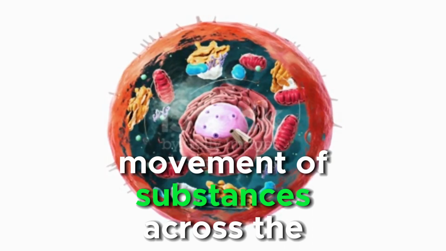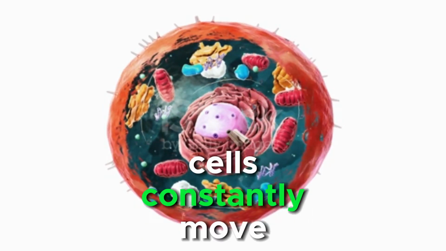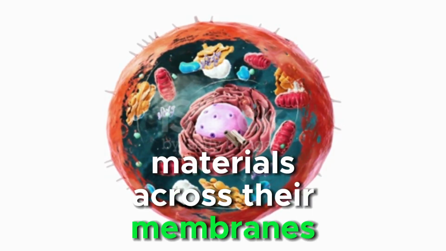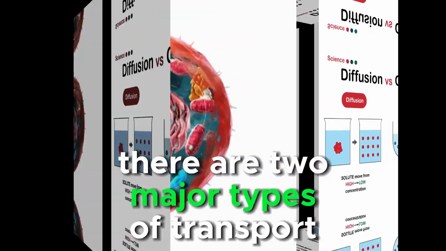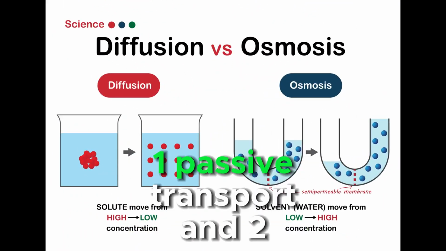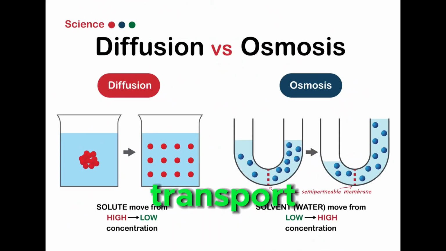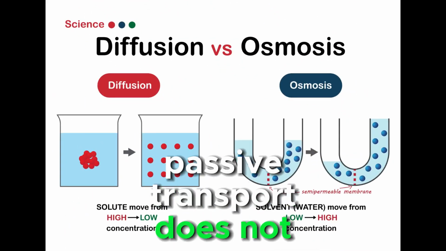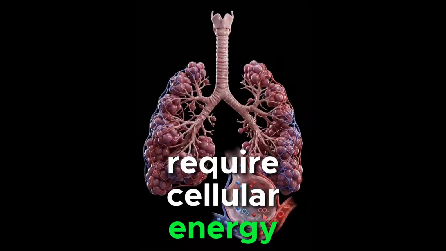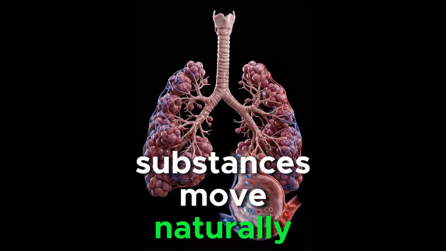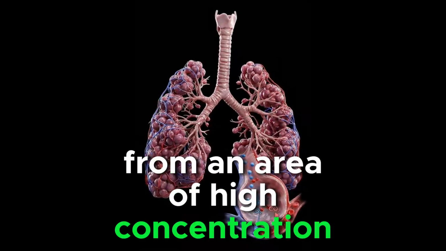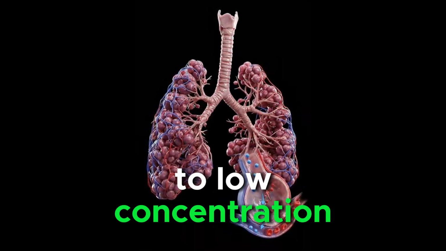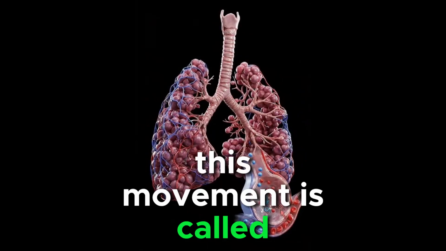Movement of substances across the membrane. Cells constantly move materials across their membranes. There are two major types of transport. 1. Passive transport, and 2. Active transport. Passive transport. Passive transport does not require cellular energy. Substances move naturally from an area of high concentration to low concentration. This movement is called diffusion.